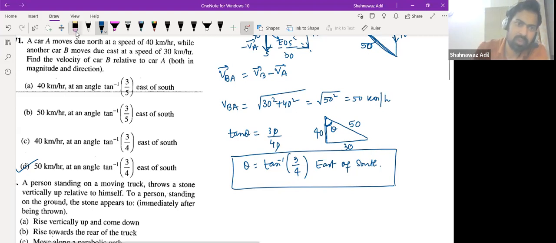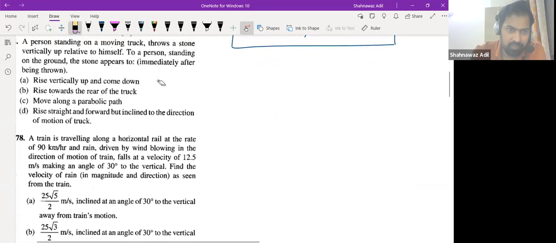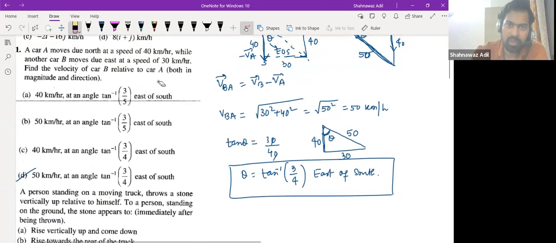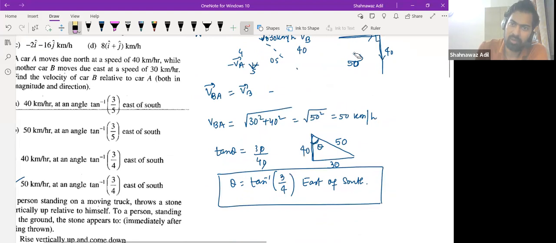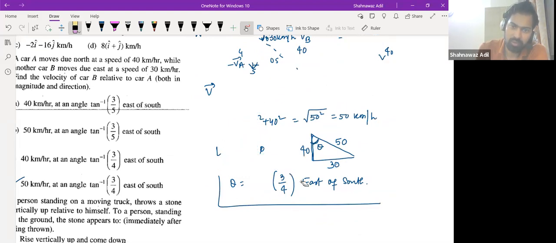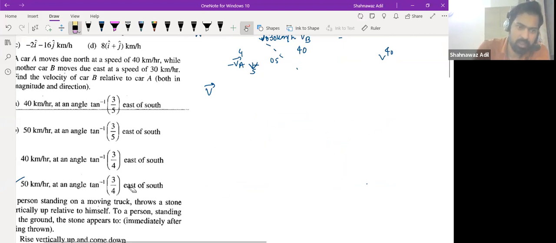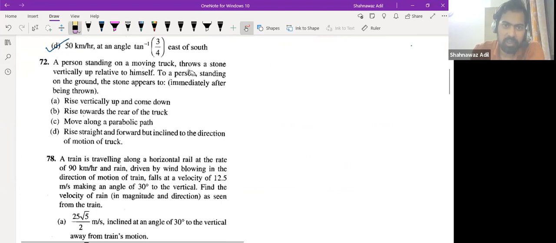Now, let us do this next one. This is just an argument problem: a person standing on a moving truck throws a stone vertically up relative to himself, right? So we have this truck.